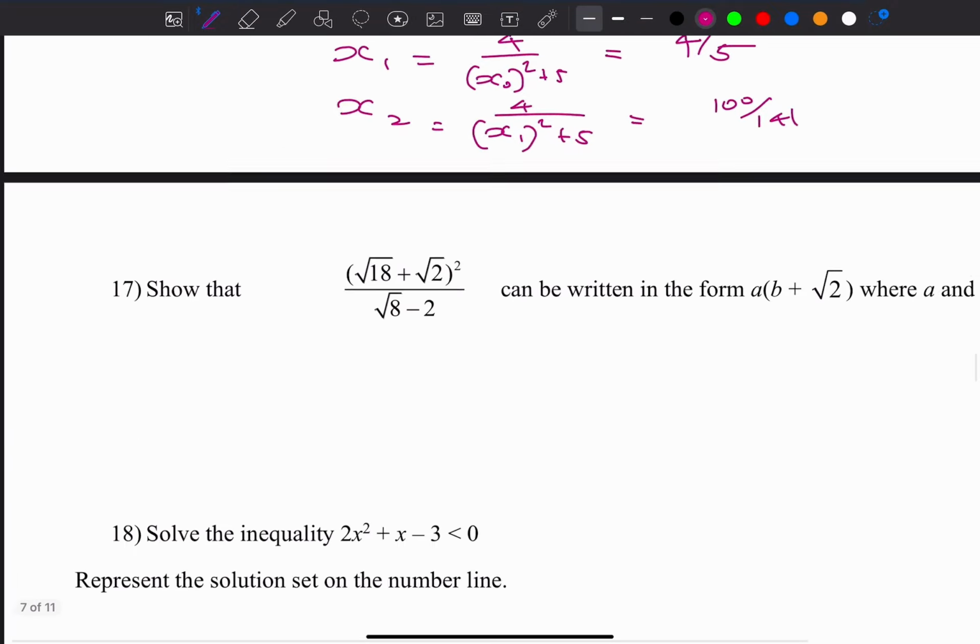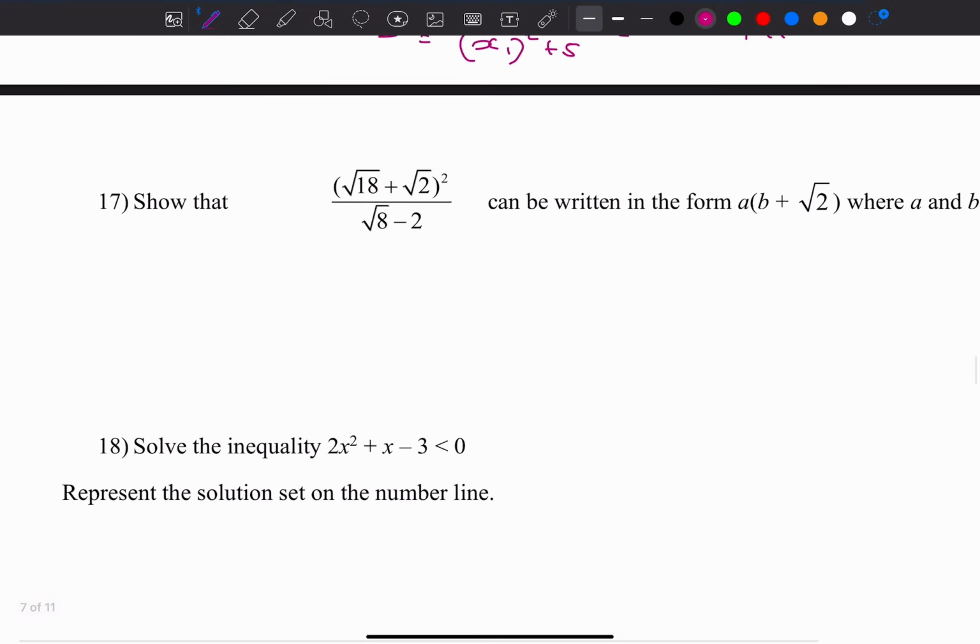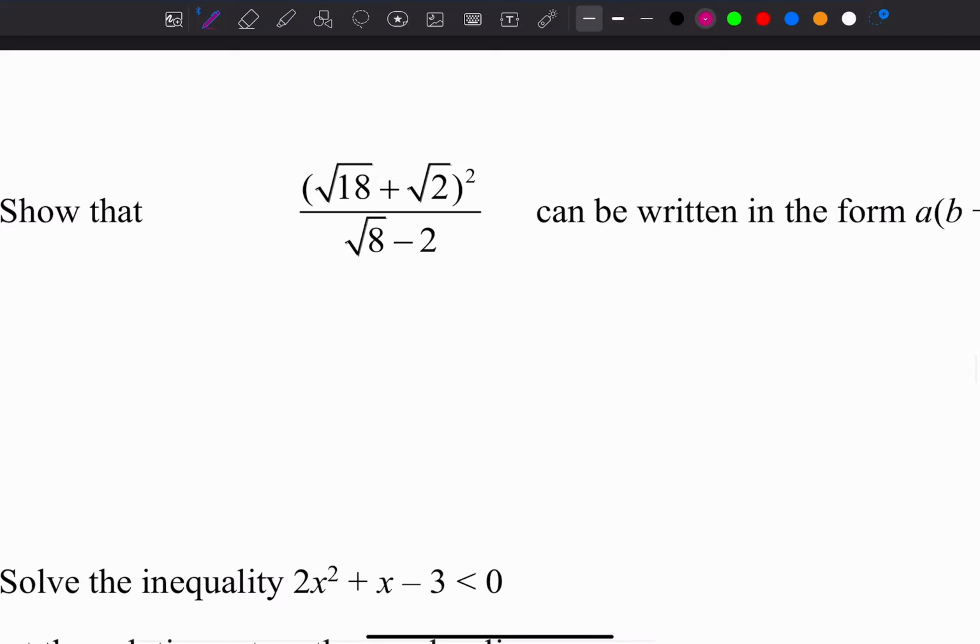Next one, surds, is a non-calculator. But before you're doing surds, always make sure all the surds are simplified. Okay, all the surds are simplified, and only then can you even attempt the question. Otherwise, it won't work.